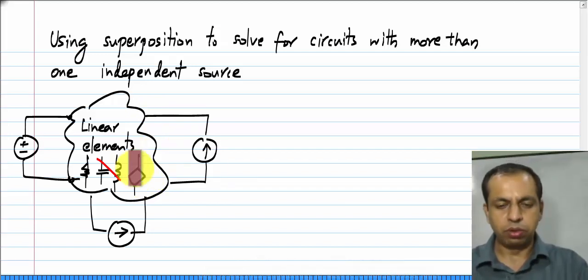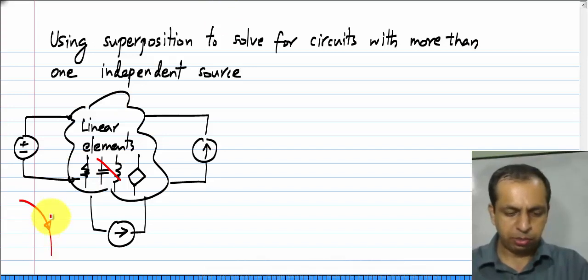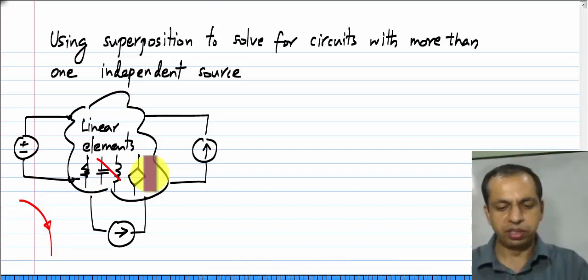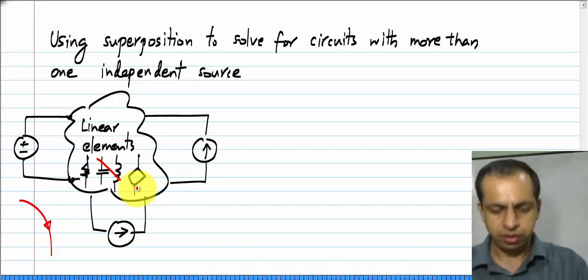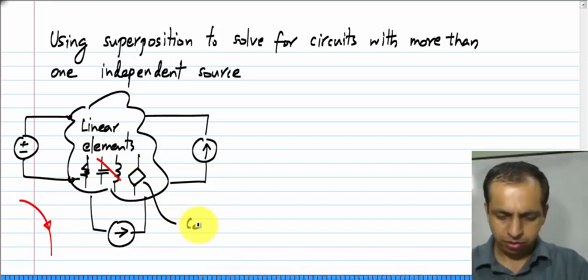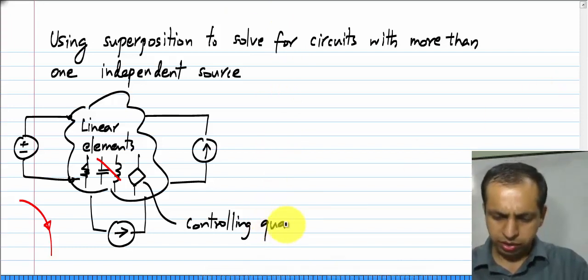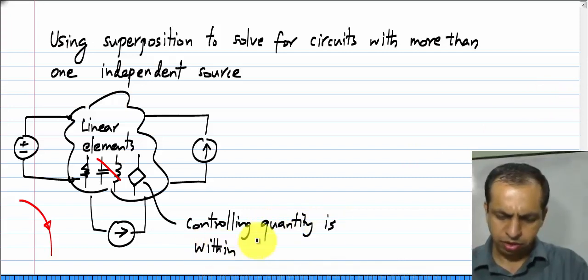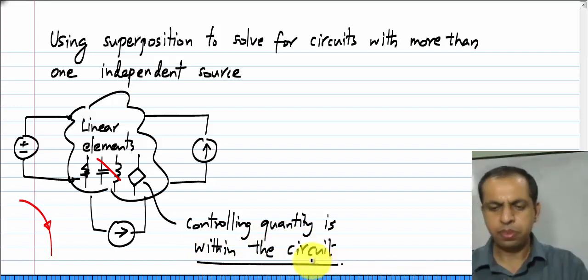Okay. This controlling quantity could be dependent on some voltage within the circuit or some current within the circuit. Okay. So, we can't define, let us say, some other current flowing elsewhere outside the circuit and make this control source dependent on that. Okay. So, the controlling quantity is within the circuit. Okay.